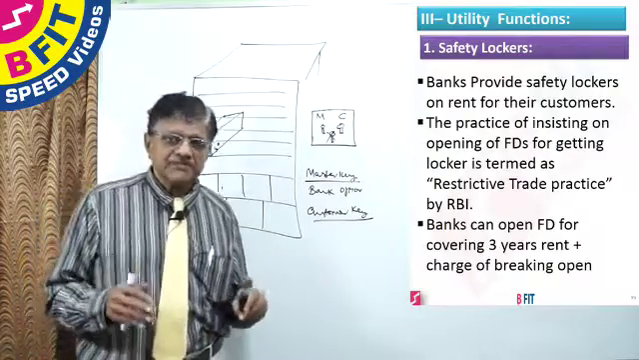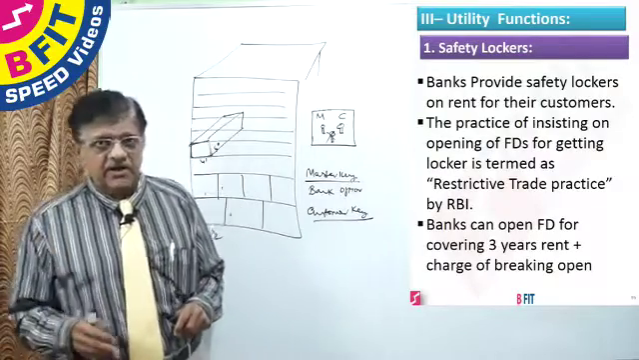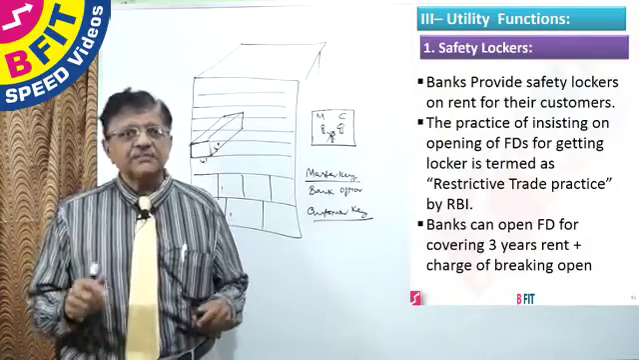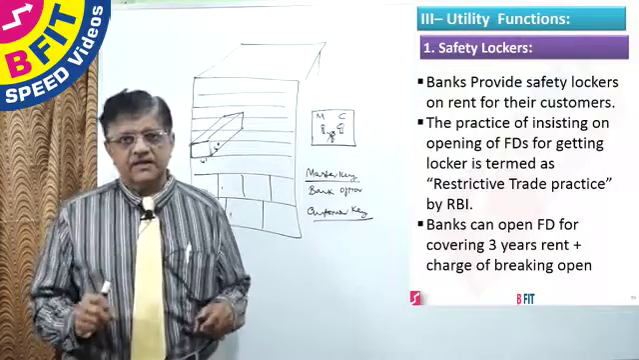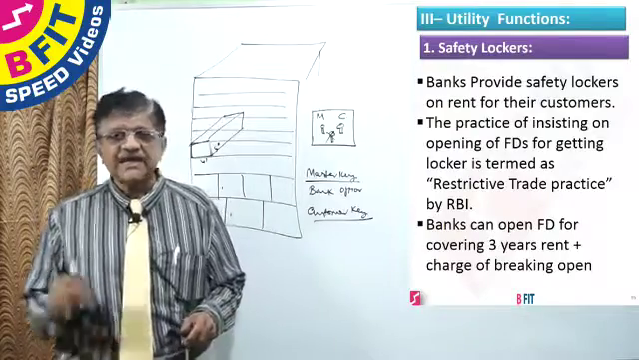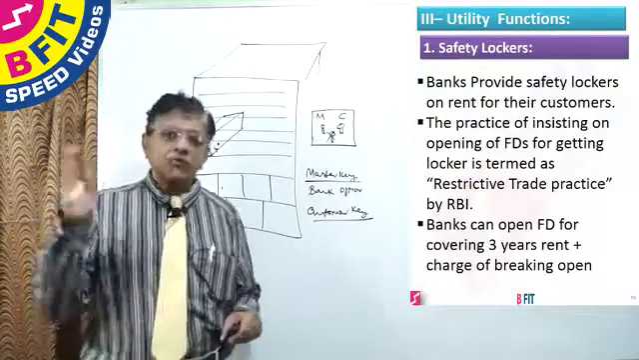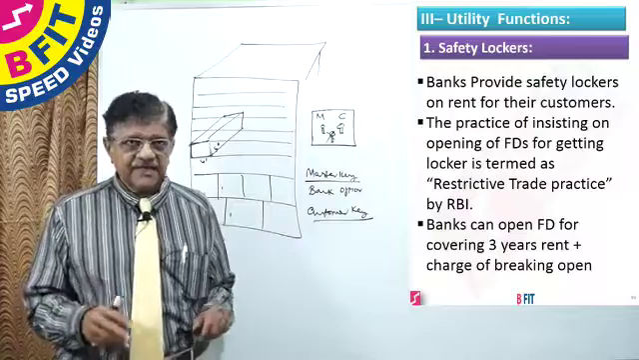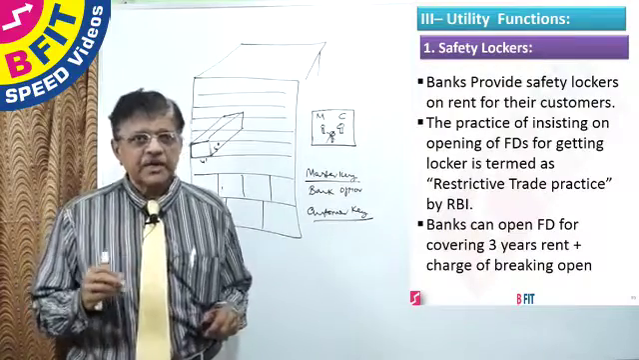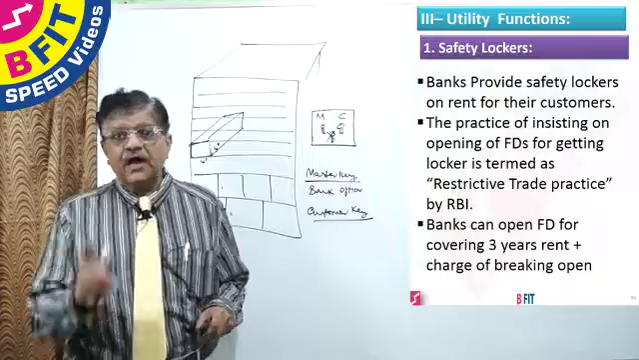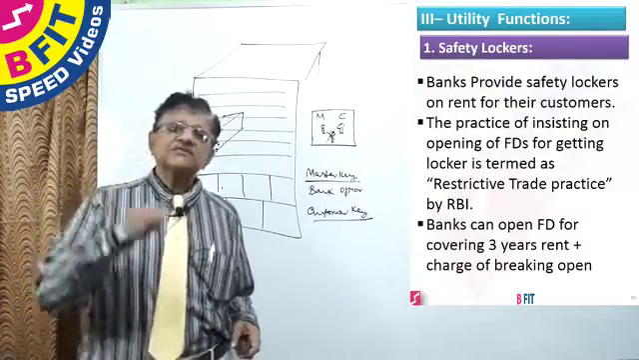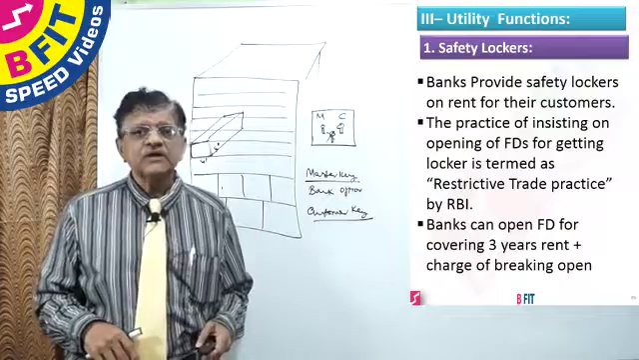So when some banks insisted on a fixed deposit of 5 lakhs, 10 lakhs and all, the Reserve Bank very clearly frowned upon this practice and told the banks to desist from doing it because it is a restrictive trade practice. However, the Reserve Bank has said that you can ask for a fixed deposit to cover 3 years of rent and charges of breaking open. Why these charges of breaking open?